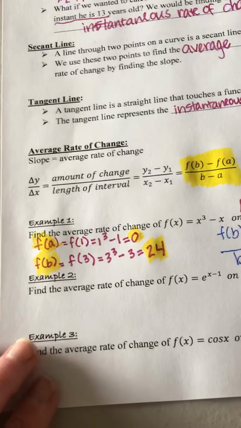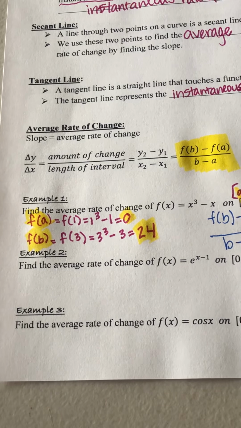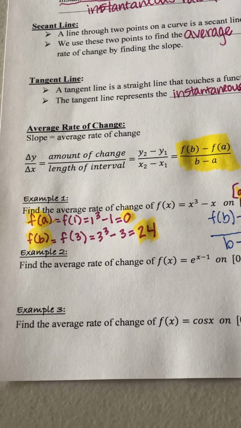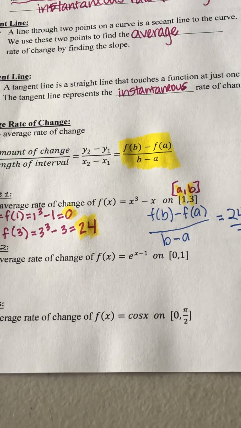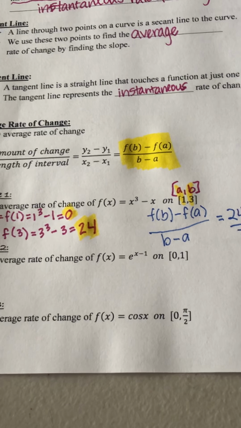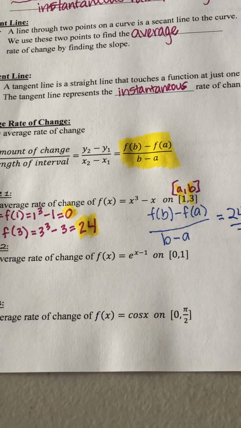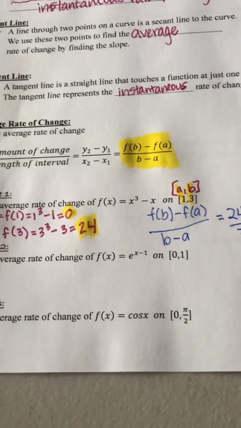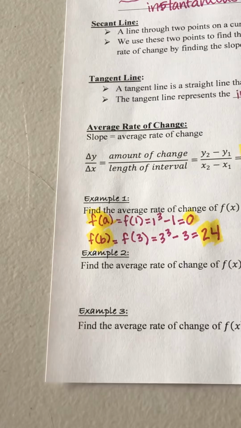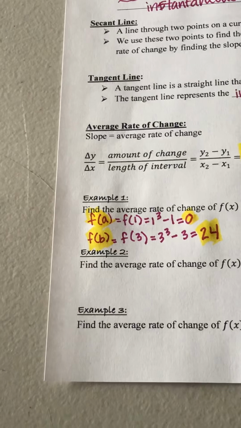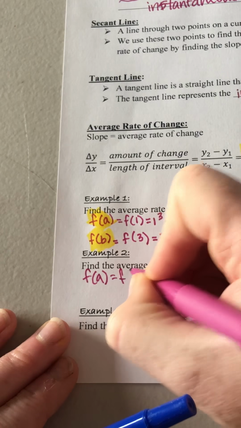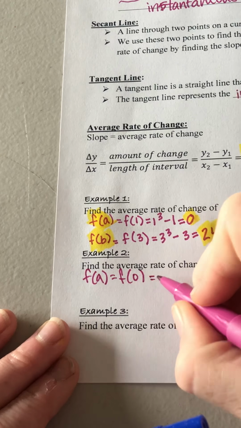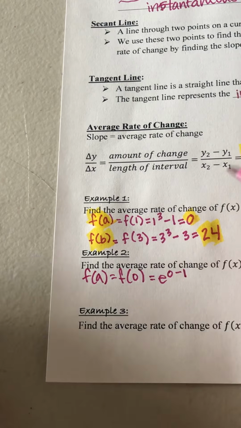All right, so example 2. Find the average rate of change of f of x equals e to the x minus 1 on 0, 1. Okay? So first we need to find what f of A and f of B are. Okay? F of A would be f of 0. So that would be e to the 0 minus 1.